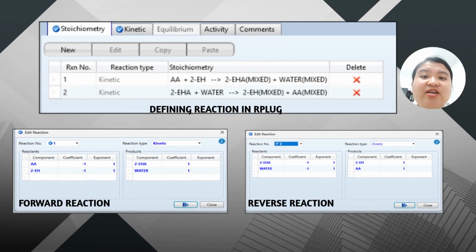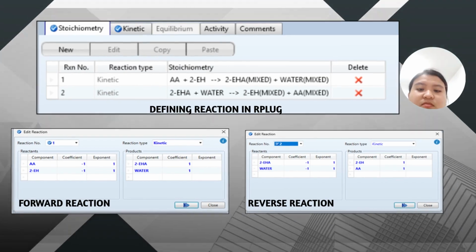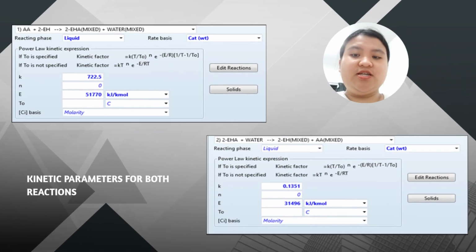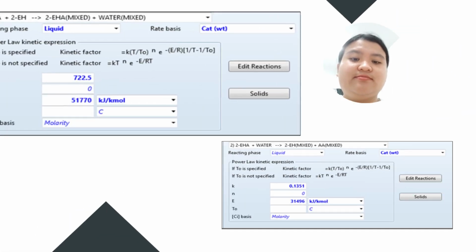Since the esterification process of acrylic acid and 2-ethylhexanol to produce 2-ethylhexyl acrylate is a reversible process, we have two reactions, which are the forward reaction and the reverse reaction. Shown here are the kinetic parameters for both the forward reaction and the reverse reaction.